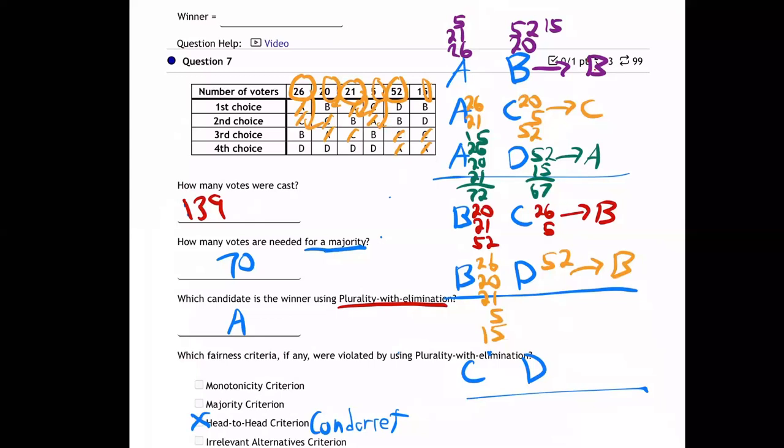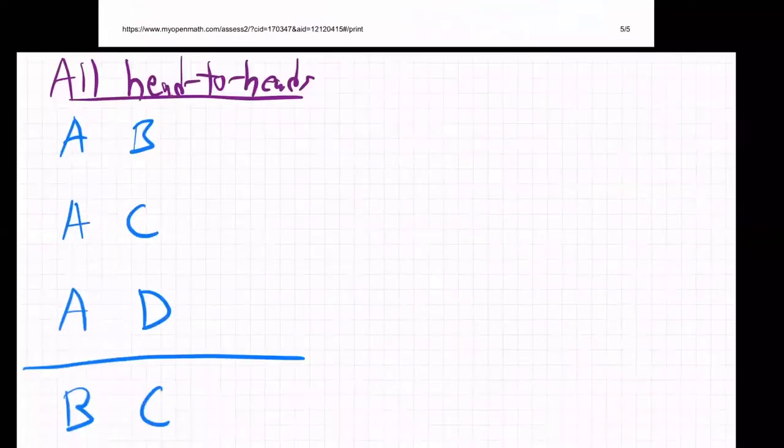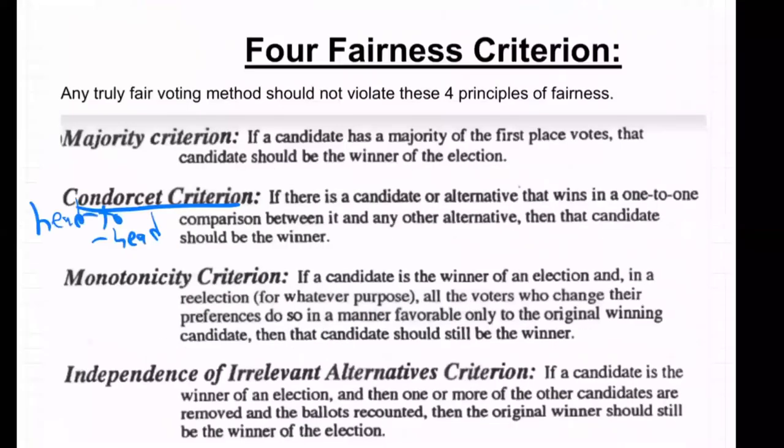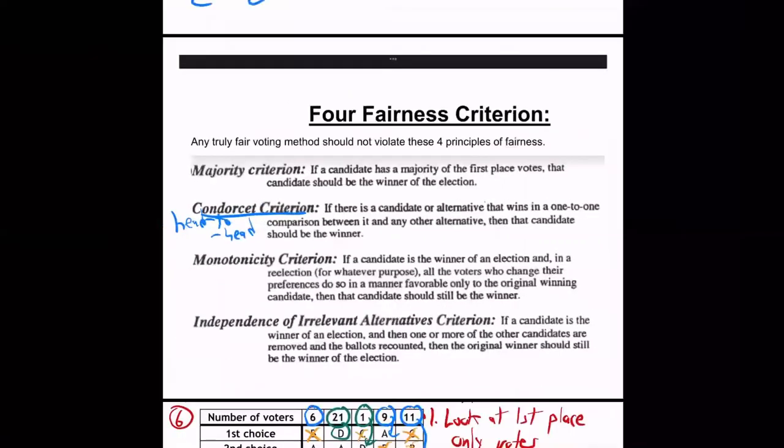That's kind of what these fairness criteria are saying. They're saying, if this happens, that person should win. And so the head-to-head Condorcet criterion says, if any candidate wins all their one-to-ones against every other candidate, it should win the election. Whatever method you're using, you better let them win or you're doing something unfair. Because head-to-head, one-on-one, they beat everybody.